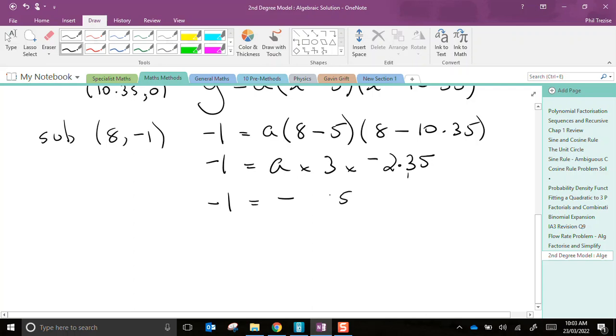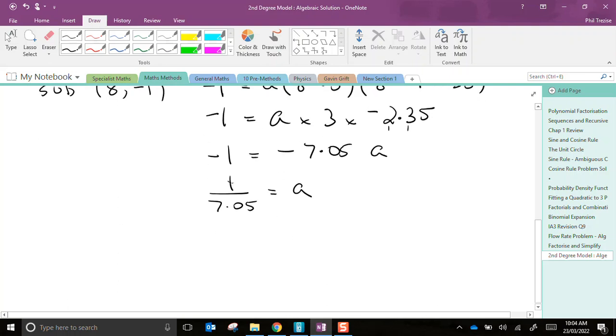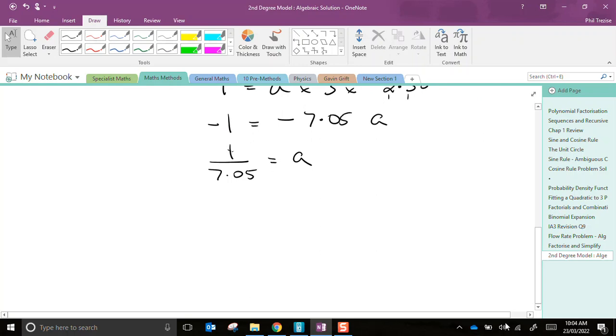So I end up with -1 equals, now that times that, well, 3 5s are 15, carry a 1, 3 3s are 9, and 1 is 10, carry the digit, 3 2s are 6, and 1 is 7. I think that is -7.05 times a, so 1 over 7.05 should equal a, and that will be a job for my calculator.